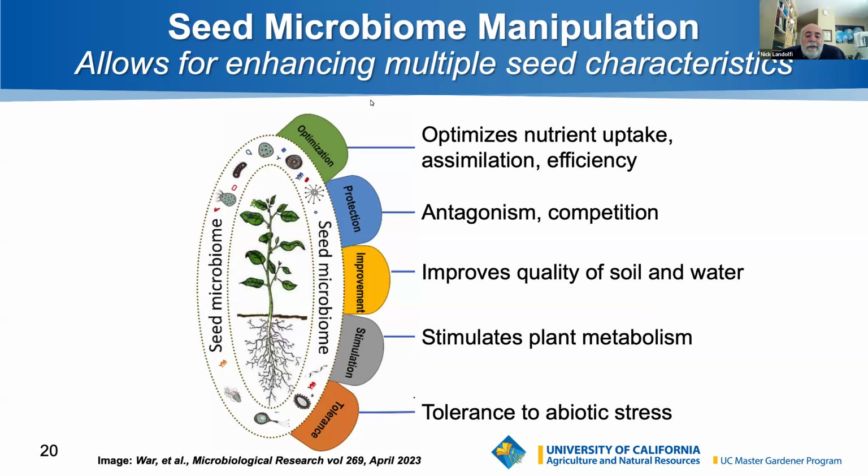As you can see, seed microbiome manipulation has the potential to enhance multiple seed characteristics, including optimizing nutrient uptake, protection from competition, improving the quality of soil and water, stimulating metabolism, and increasing tolerance to abiotic stress. That pretty much concludes what I would like to say about seed anatomy. I hope you now have a good grasp of the parts of the seed and the functions they perform.